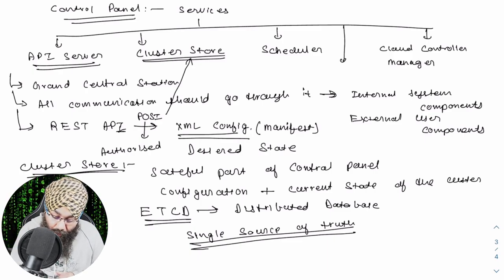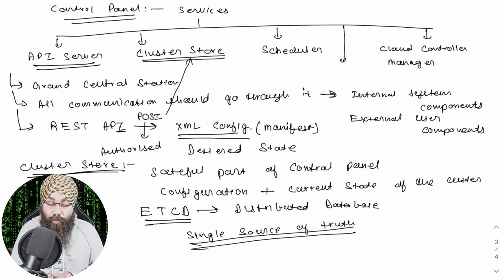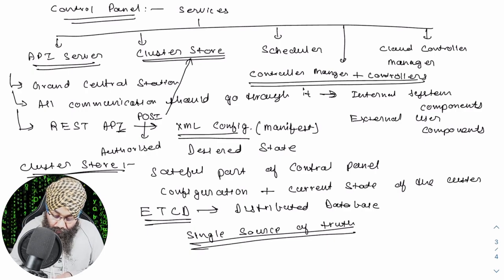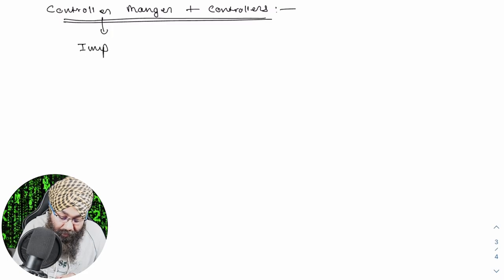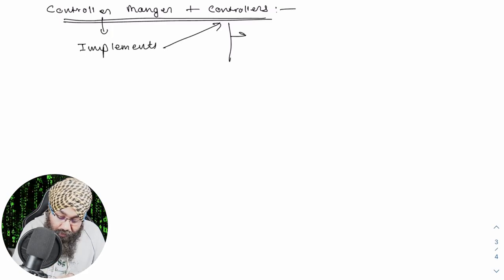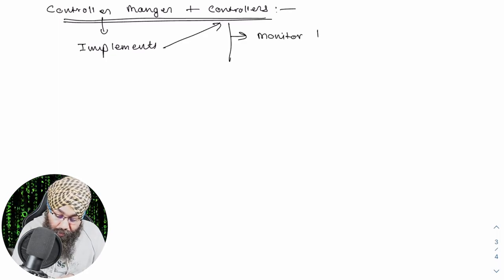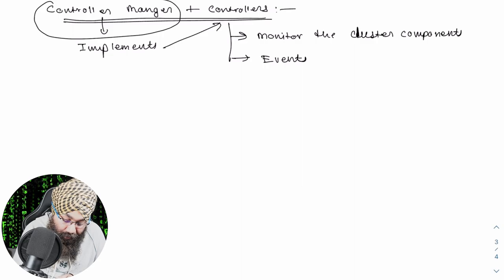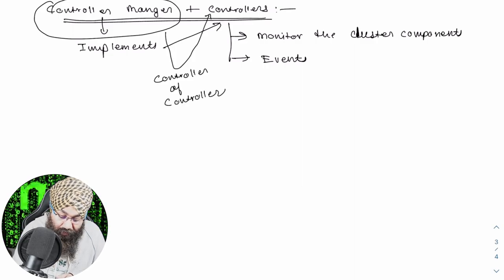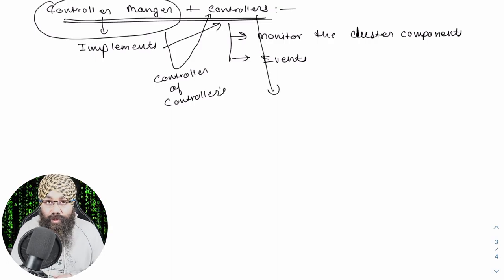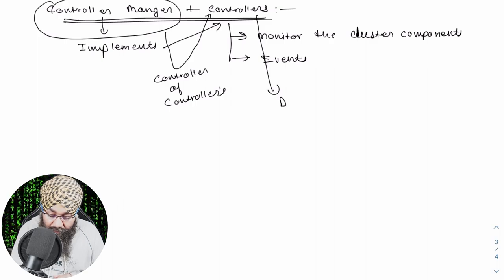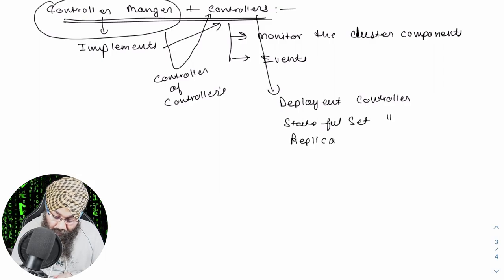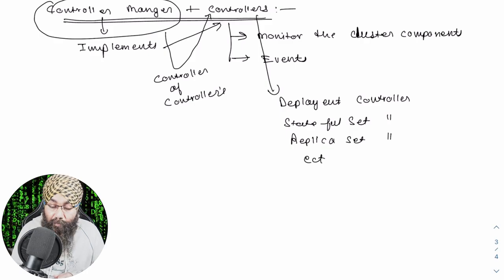Another important service of the control plane which we missed was the controller manager plus the controllers. We talked about this earlier as well. So let's see what it is. The controller manager implements various controllers, and what these controllers do is continuously monitor the cluster components and respond to events as well. So this controller manager is kind of a controller of controllers. It controls the different controllers. We already gave examples of the different controllers available, for example the deployment controller, the stateful set controller, the replica set controller, and many other controllers.